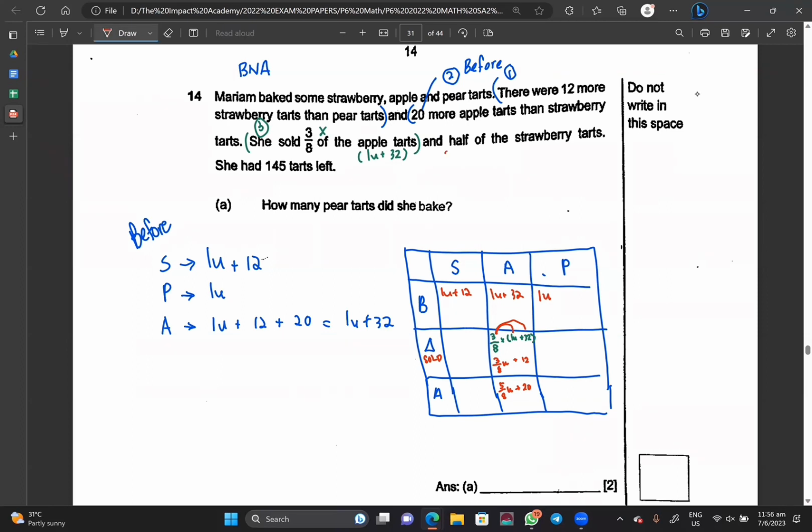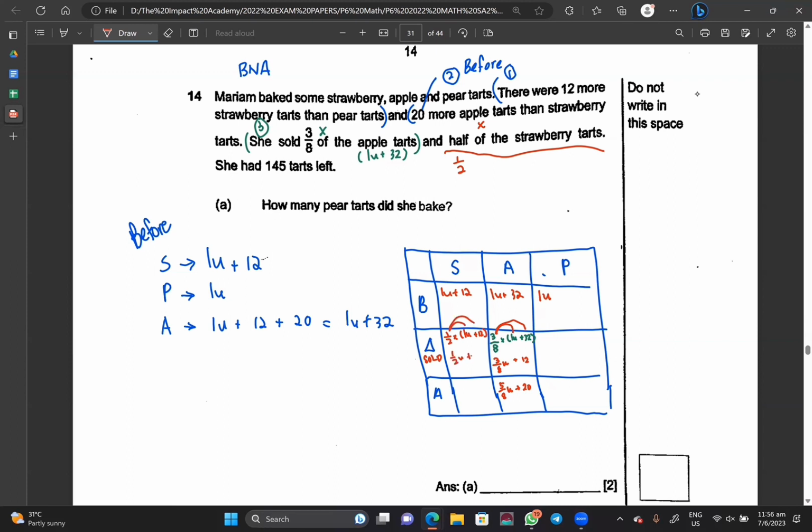Now, and half of the strawberry tarts. So half basically means half. Again, the word "of" so obvious, right? Half of the strawberry tarts. So half times 1 unit plus 12. Same thing, half times 1 unit, that gives me half a unit.